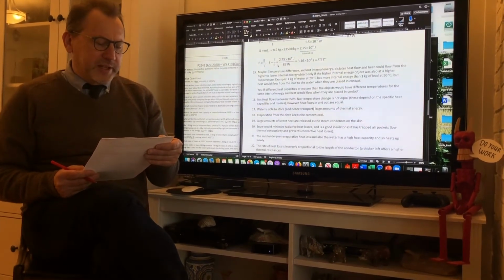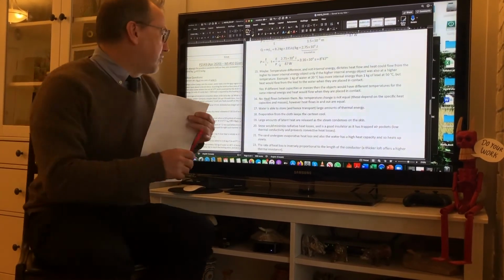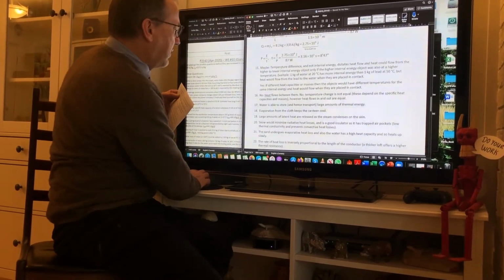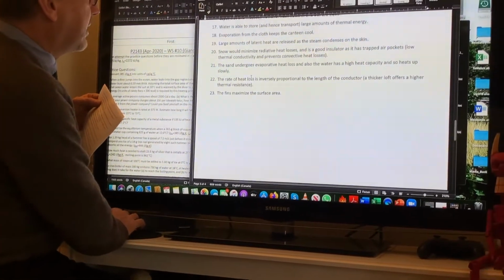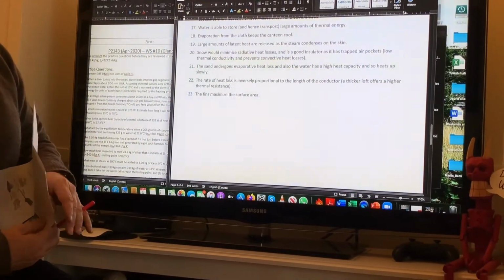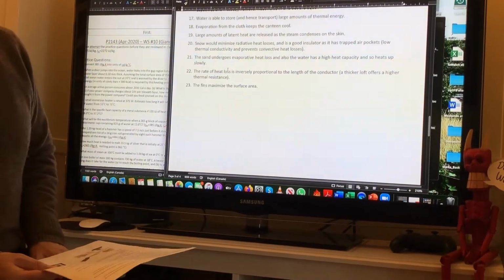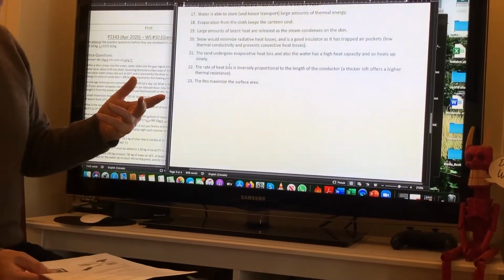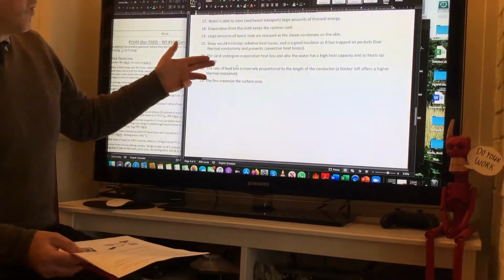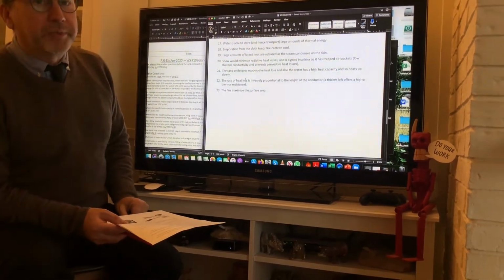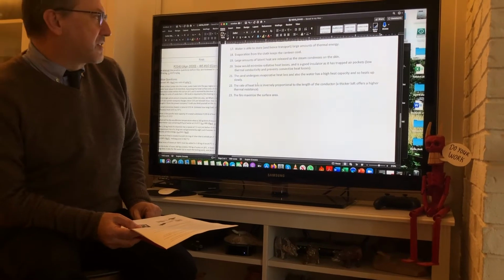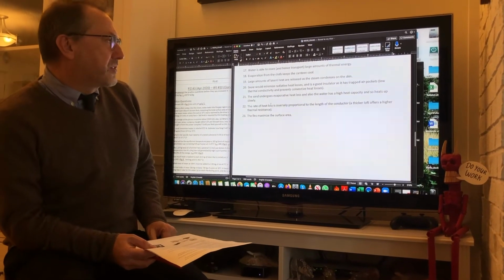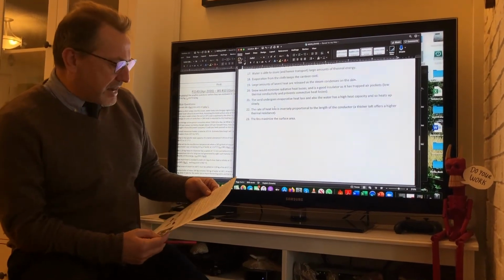Okay, why is wet sand at a beach cooler to walk on than dry sand? We've talked a little bit about this before. First of all, the sand undergoes evaporative heat loss. So as the water evaporates, it cools off. And also, it takes a lot of energy to heat the water up, whereas it doesn't take a lot of energy to heat the sand up. Okay?